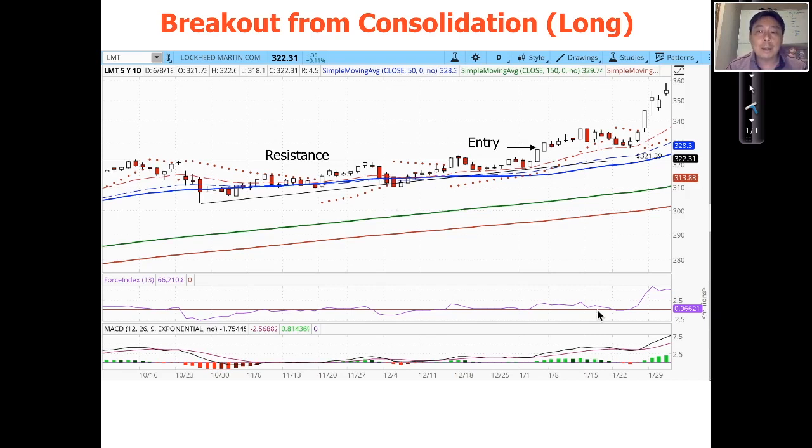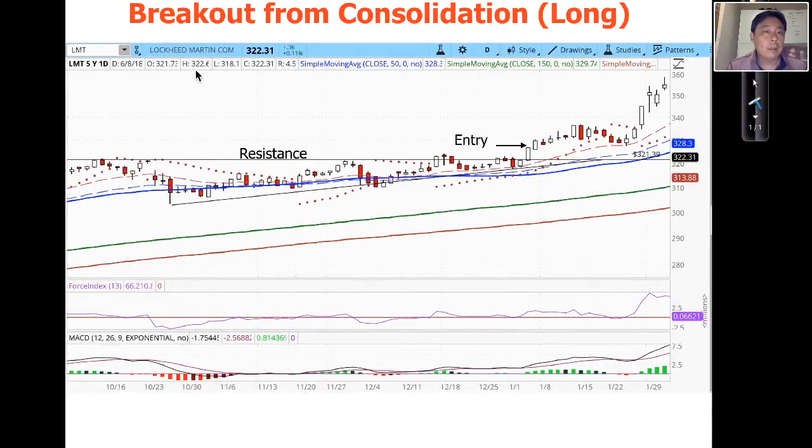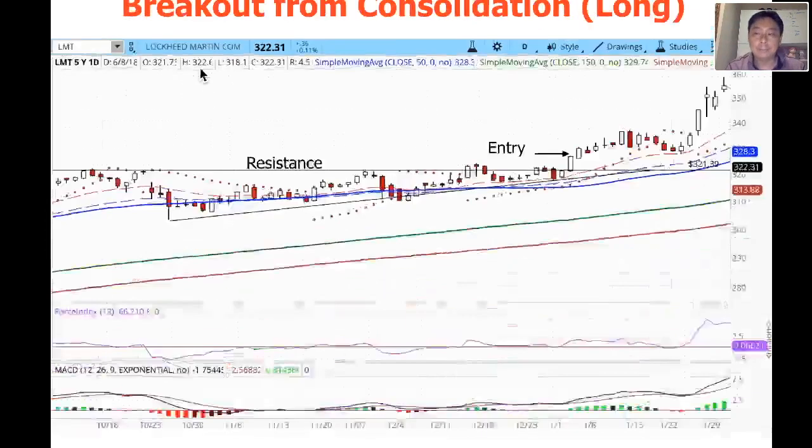Once we see this pattern, where do we place our buy order? We place a buy stop limit order just above the high of this candle. This stock is a $300 stock, so for a $300 stock you could use 10 cents or even 20 cents. You can put the buy order 10 or 20 cents above the high of the candle.